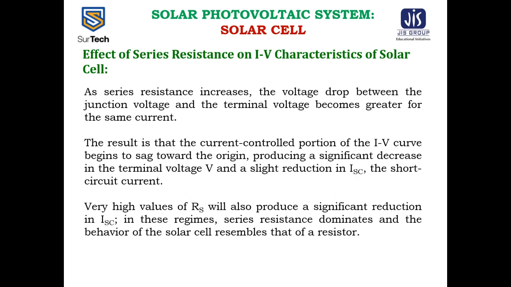Now the effect of series resistance on the IV characteristics of the solar cell. As the series resistance increases, the voltage drop between the junction voltage and the terminal voltage becomes greater for the same current. The result is that the current controlled portion of the IV curve begins to sag towards the origin, producing a significant decrease in the terminal voltage V and a slight reduction in the short circuit current ISC.